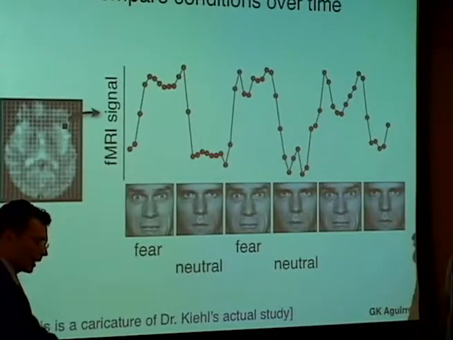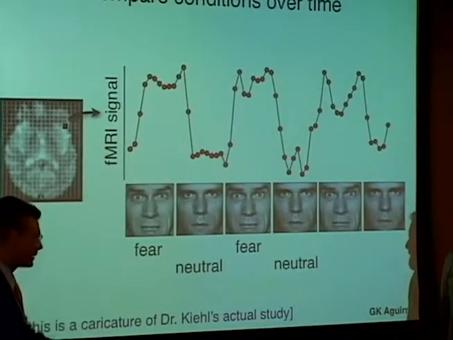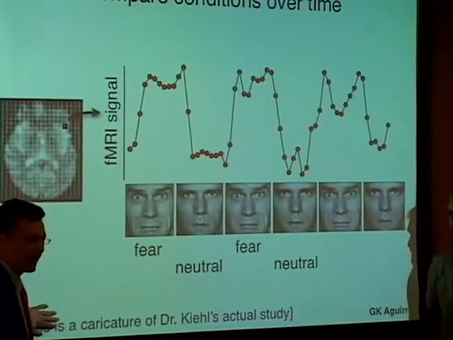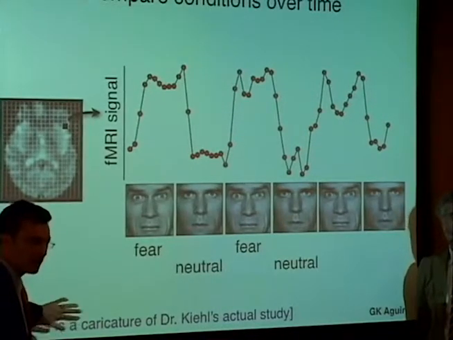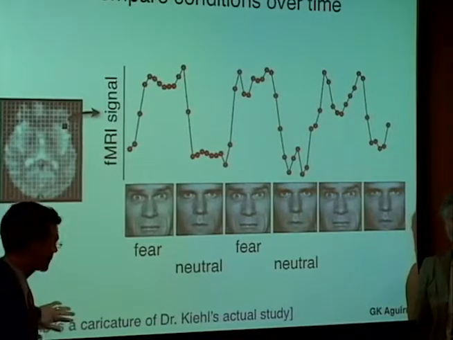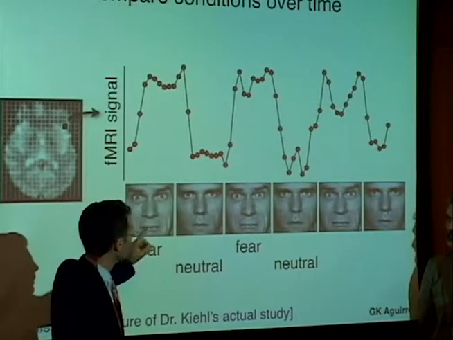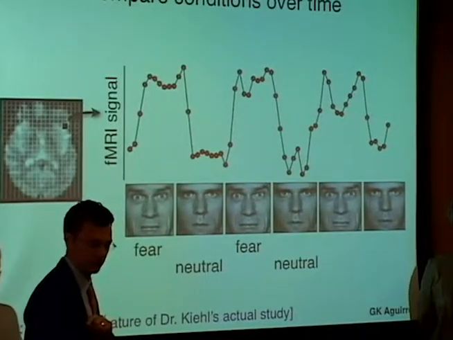And so we put them into the scanner, and we have them look at something. And let's suppose in this experiment, and by the way, this is a study of Kent Kiehl's, which I'm now going to caricature. Okay, so this is my bad version of Kent's good study. So you put somebody in the scanner, and what you're going to do is you're going to have them look at pictures of faces, okay, over time.